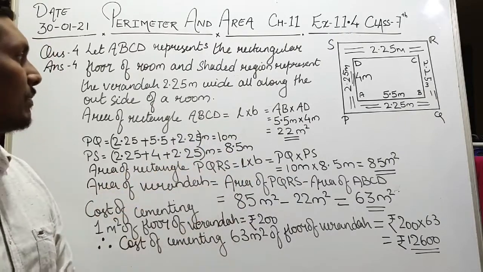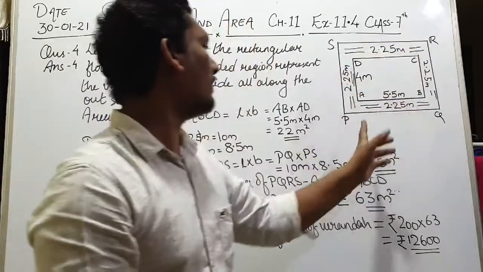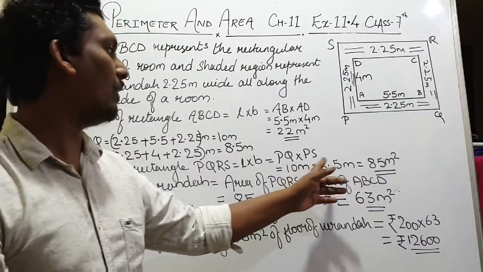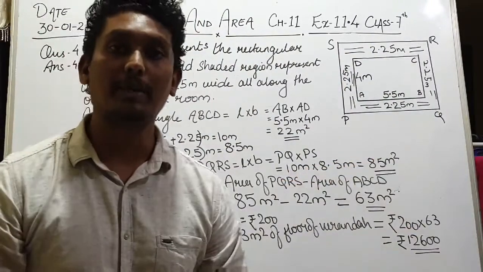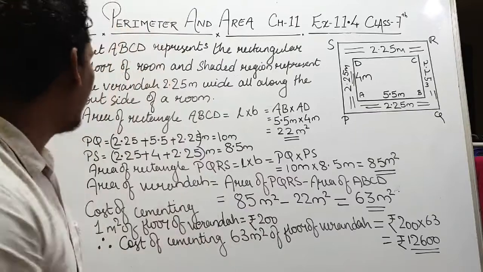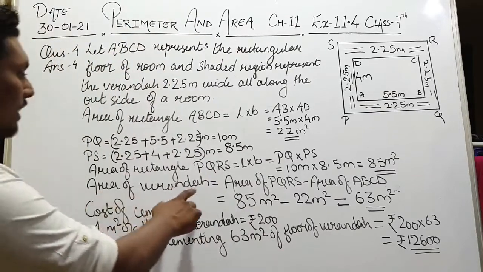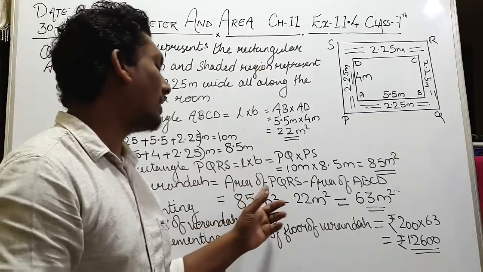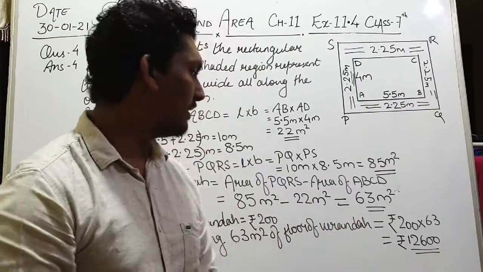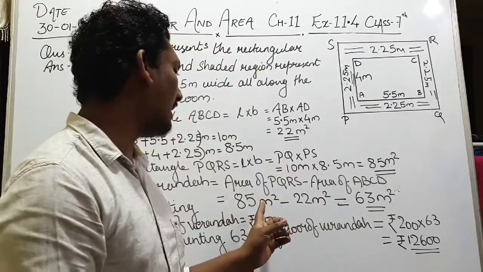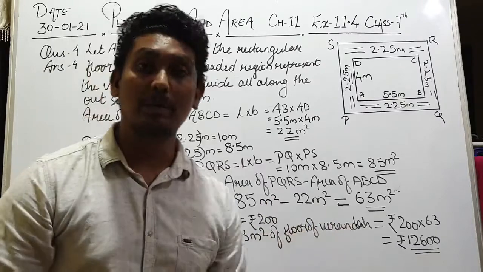So area of rectangle PQRS, we have to find the area of that. So 10 into 8.5, you will get 85 meters square. Now the first thing, area of veranda we have to find out. So area of veranda is area of PQRS minus area of ABCD, that is 85 meters square minus 22 meters square.